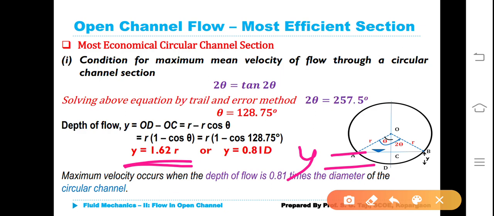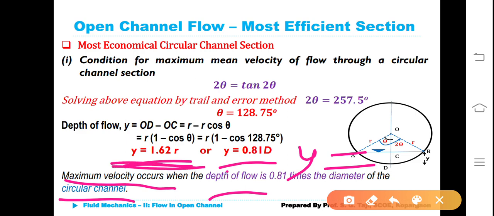That is, depth of flow is equal to 0.81 times d, the diameter of the circular channel section. Therefore, we can conclude that maximum velocity occurs when the depth of flow is 0.81 times the diameter of the circular channel. Or in terms of radius, depth of flow must be 1.62 times the radius of the circular channel section. That is the condition obtained. Okay.